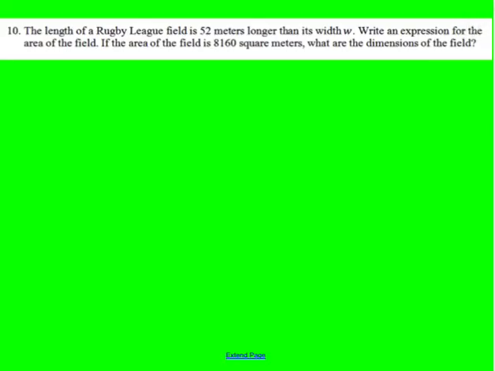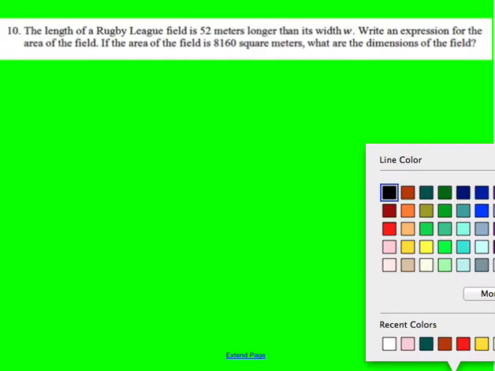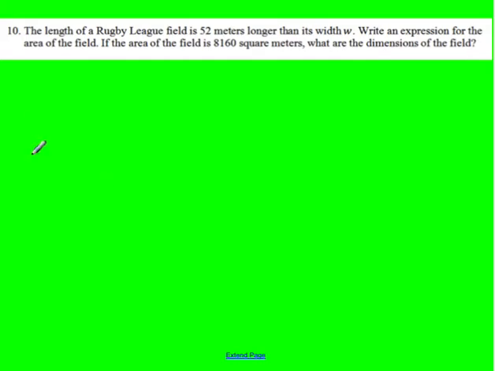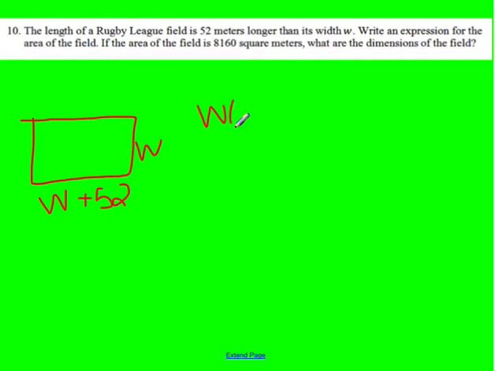The length of a rugby field is 52 meters longer than its width. So let's go ahead and draw out our rugby field here. So we have a rugby field, and here's my width. And the length is the width plus 52. We want to write an expression for the area. So the area is going to be length times width, so W times W plus 52. And that's going to be equal to the area, which is 8,160.